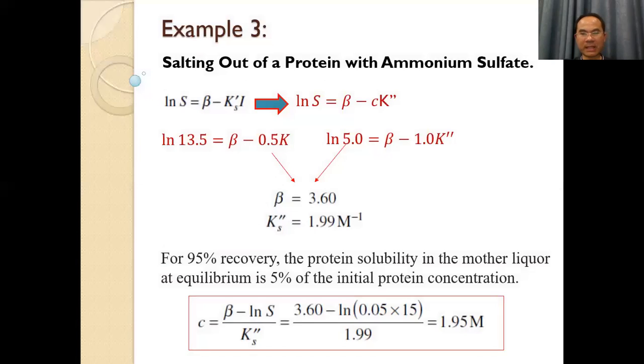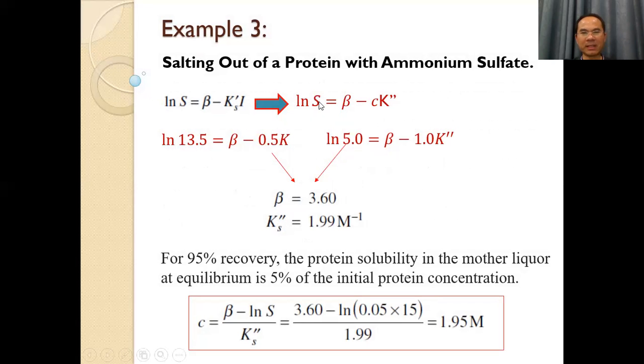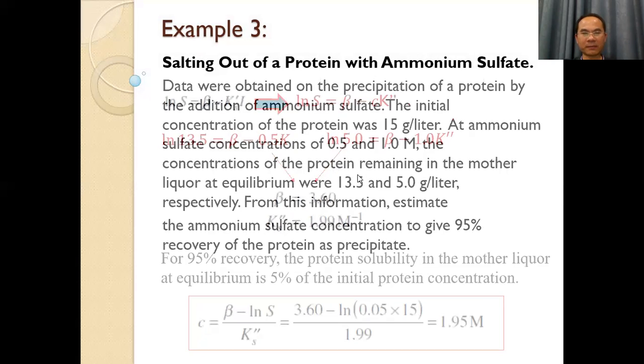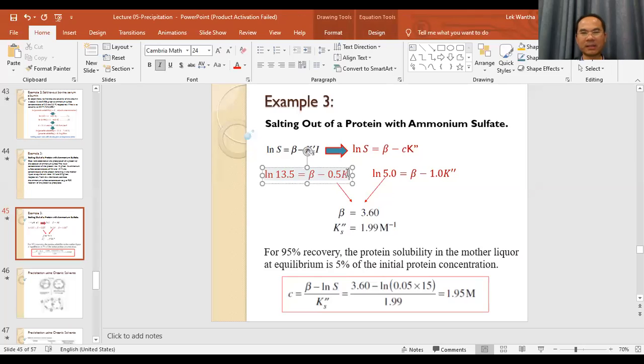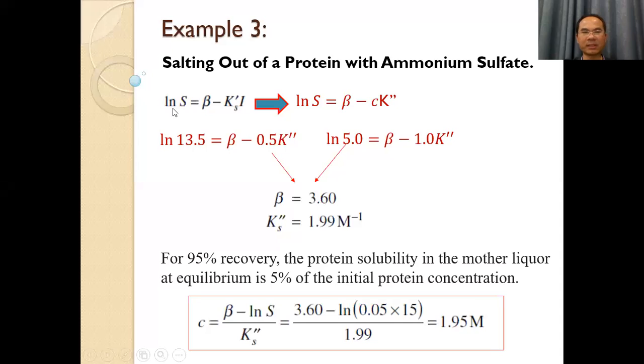We know the data from the two points at 0.5 and 1 molar. You substitute C as 0.5 and 1 molar, and the solubility is 13.5 and 5. And then you can solve for beta and K. Then you get beta equal to 3.6 and K equal to 1.99. And then you get the general equation: log S equal to 3.6 minus 1.99C.